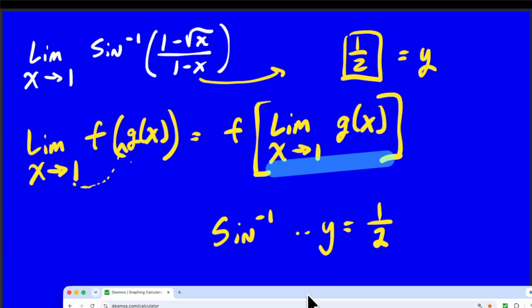So when you're given a situation and you're trying to decide, should we move the limit inside, the first thing you have to do is make sure that the limit exists. Once you find that a definitive limit exists, then you determine, is the outer function f continuous at that y value? So when we originally plugged in, we got 0 over 0, but we were allowed to do algebraic manipulation to get a definitive limit.